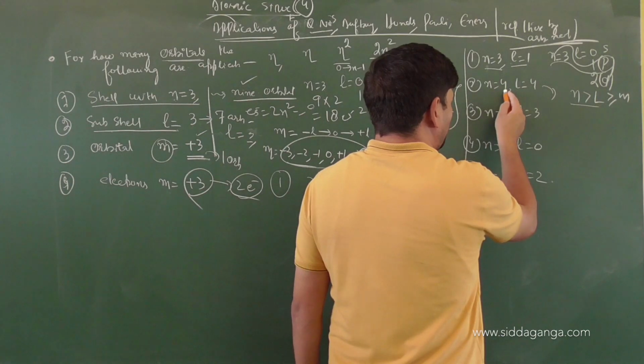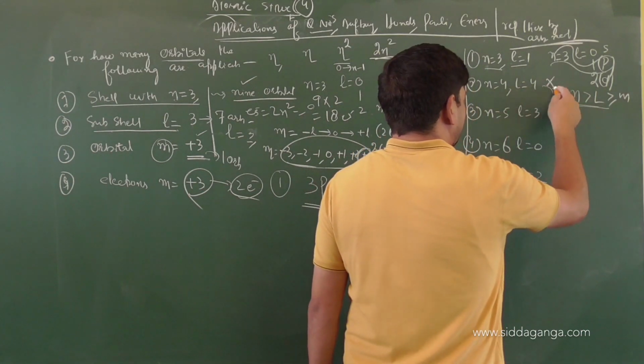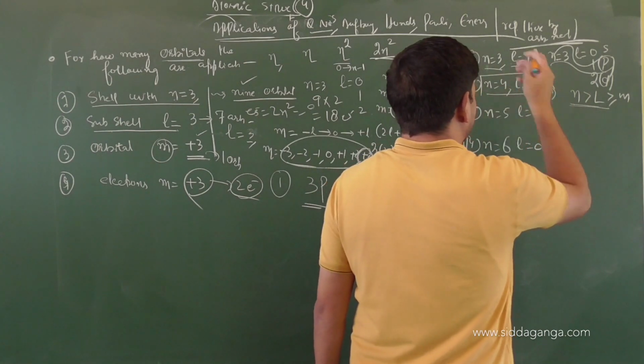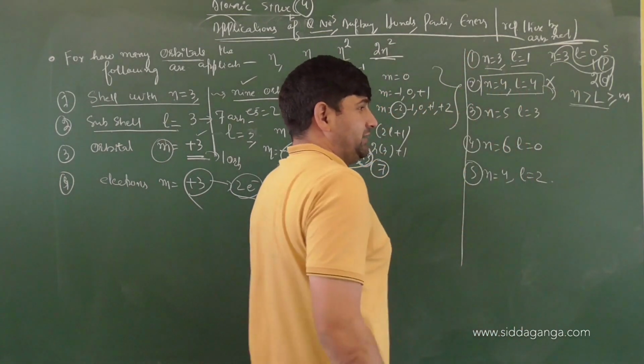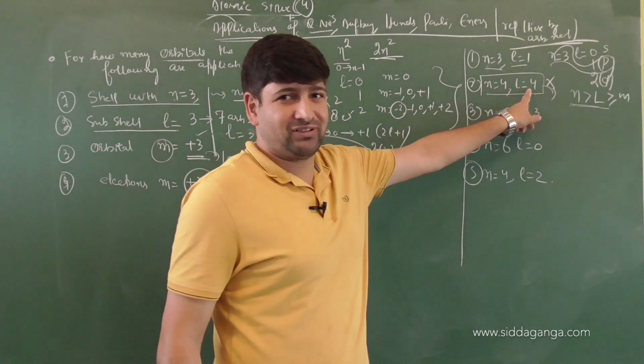According to this, N is 4, L is also 4. So is it applicable or not applicable? Not applicable. You will say, sir, we cannot represent any electron. We cannot represent any subshell or orbital by this because L value cannot be equal to N. It's not possible. So this is not permitted in quantum numbers.